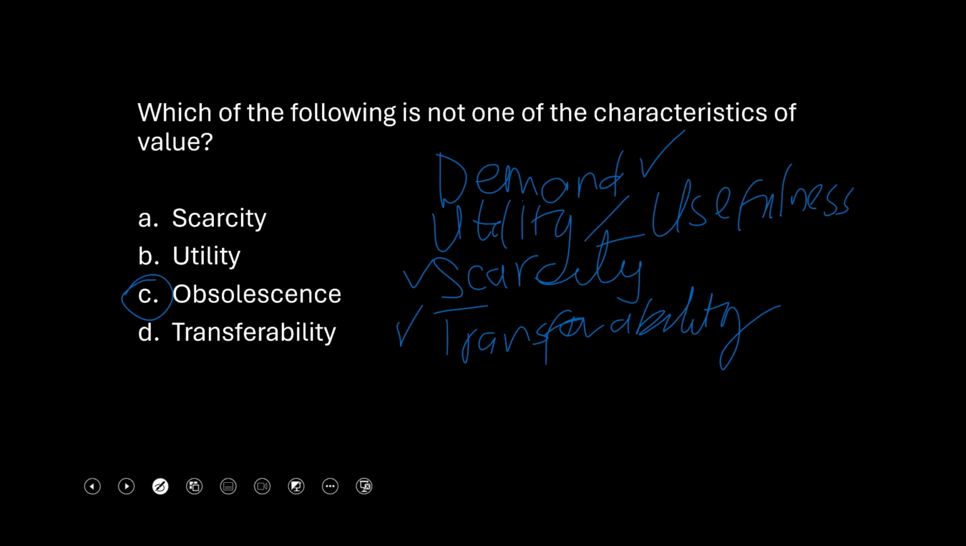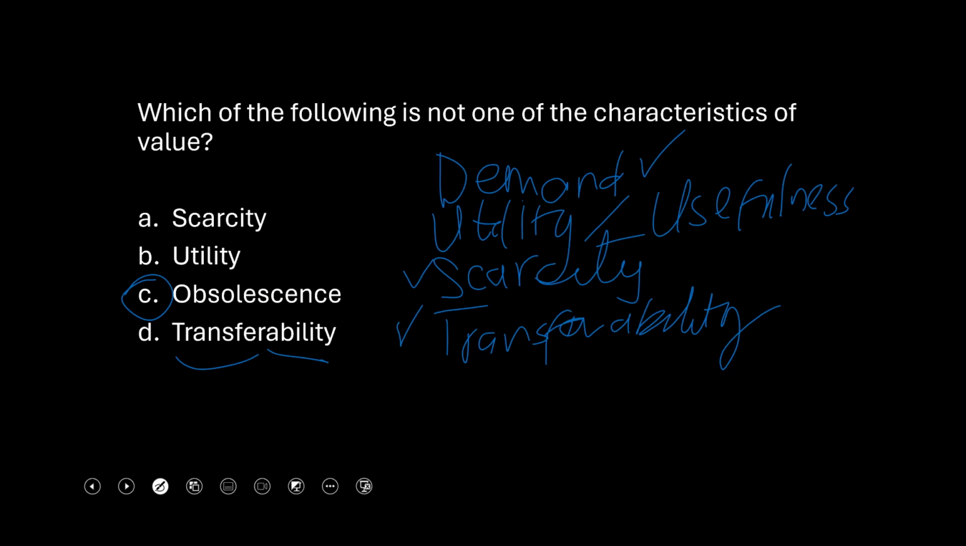And then, of course, transferability, the ability to transfer the property from one person to another. How easy is it for us to sell this property, or do we have liens on the property that are going to affect our ability to transfer ownership?